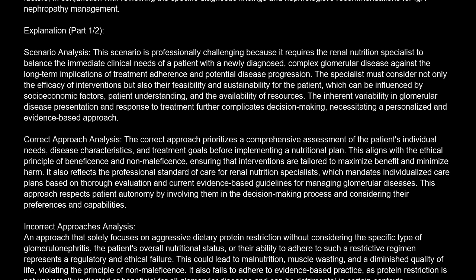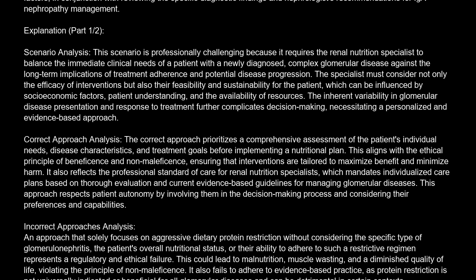Explanation. Scenario analysis. This scenario is professionally challenging because it requires the renal nutrition specialist to balance the immediate clinical needs of a patient with a newly diagnosed, complex glomerular disease against the long-term implications of treatment adherence and potential disease progression. The specialist must consider not only the efficacy of interventions, but also their feasibility and sustainability for the patient, which can be influenced by socioeconomic factors, patient understanding, and the availability of resources. The inherent variability in glomerular disease presentation and response to treatment further complicates decision-making, necessitating a personalized and evidence-based approach.